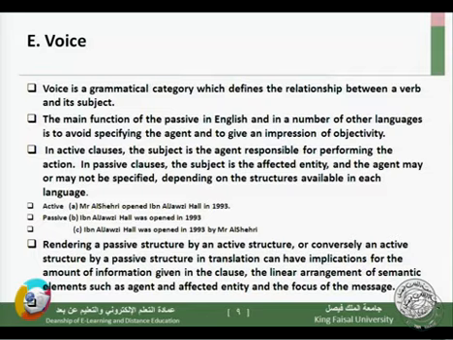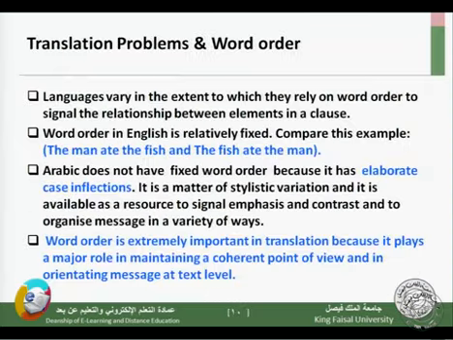I know Arabic starts with the verbs before the subject. يأكل الولد. In English, the boy eats. So you need to be careful about this when you are rendering a piece of information from active into passive or from passive into active. Okay.